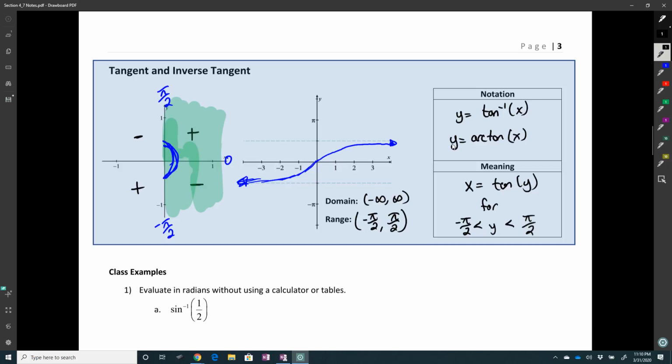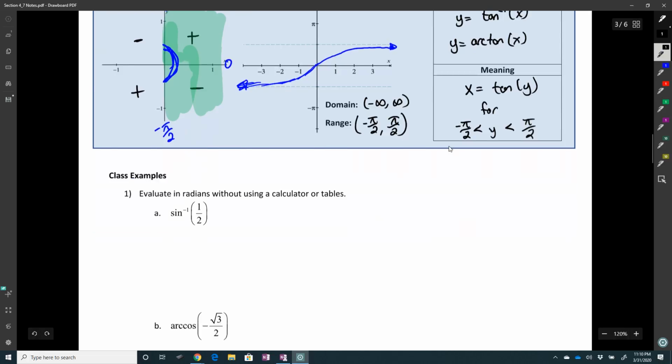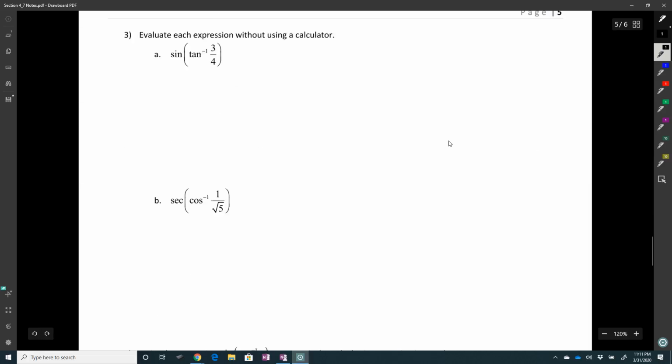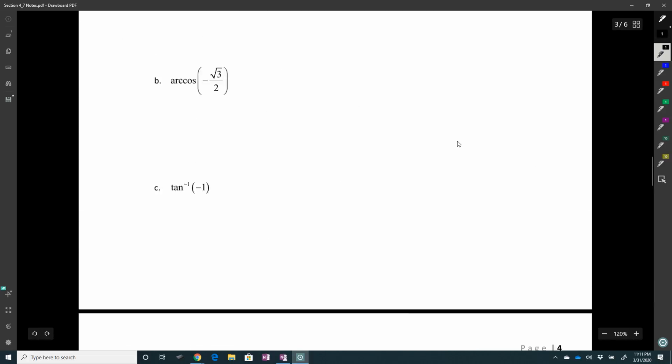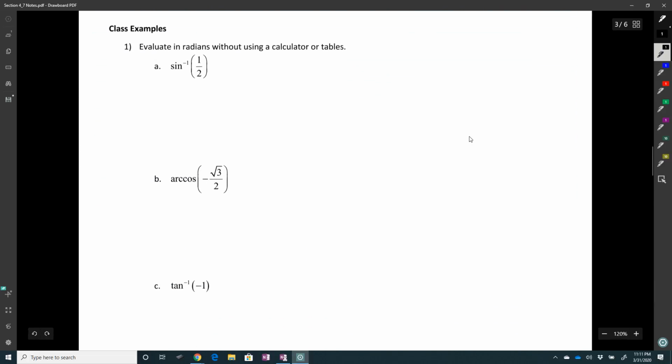All right, anyway, luckily in this section they don't go over the graphing too much. They're going to focus more on given problems, how we solve for stuff. So let's start and actually do these problems. Notice that there's not many. I'm going to leave some of them for you to do on your own. The first is what we did back in chapter 1. It says evaluate in radians without using a calculator or tables. So they're saying inverse sine of 1/2.